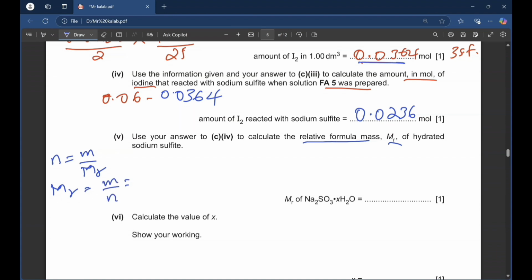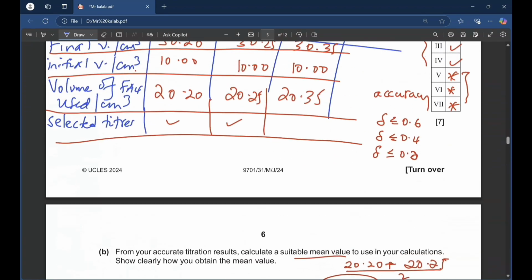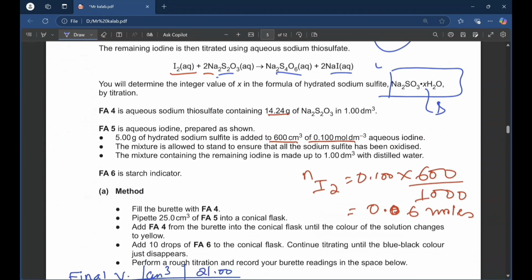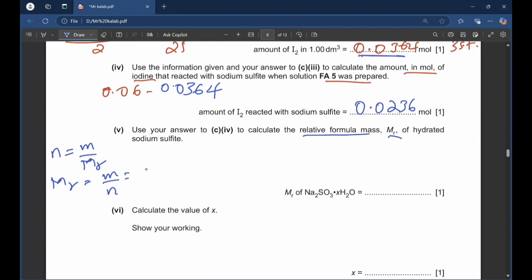So where do we find the mass? Mass of sodium sulfite was given in the step where it shows the preparation of Fa5. So it says 5 grams of hydrated sodium sulfite is added. So mass of sodium sulfite is 5 grams. Okay, this is 5.0 grams divided by the moles of the hydrated sodium sulfite. Where do we get moles of sodium sulfite?